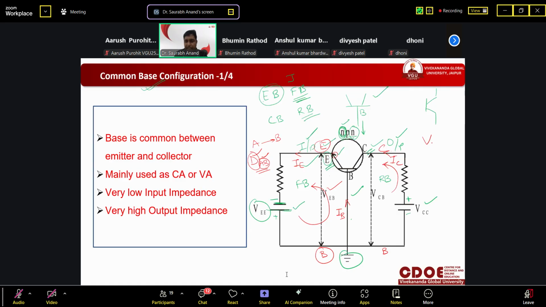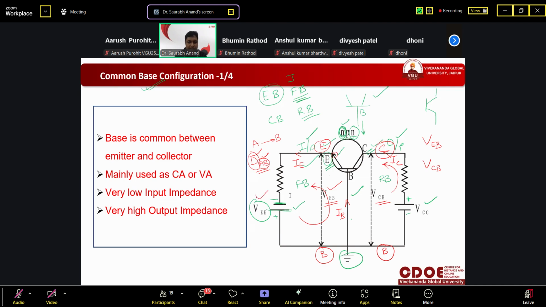Similarly, if we want to write the voltage between emitter and base, we will write VEB. Again, if we want to write the voltage between collector and base, it will be VCB. It is written here. VCB is here, VEB is here, right? So this is the voltage shown between emitter and base. Clear?